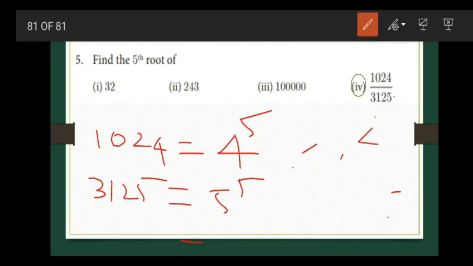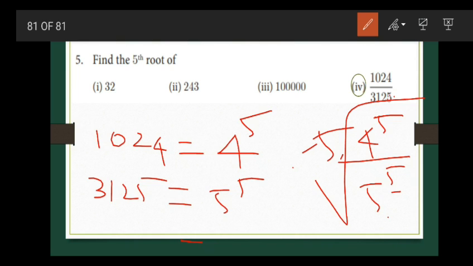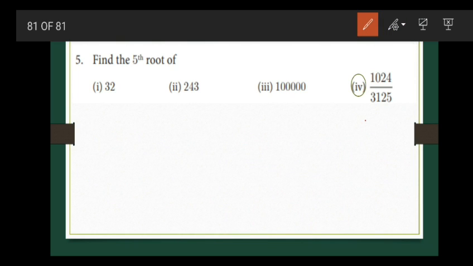So this can be written as 4 to the power 5 by 5 to the power 5. We have to find out the fifth root of this. So this can be written as fifth root of 4 by 5 to the power 5. The power 5 and fifth root will get cancelled. So this will be equal to 4 by 5. The fourth one is equal to 4 by 5. This is how we have to find out these things.